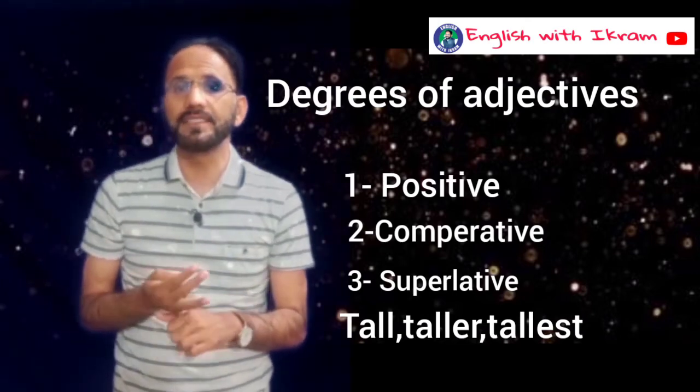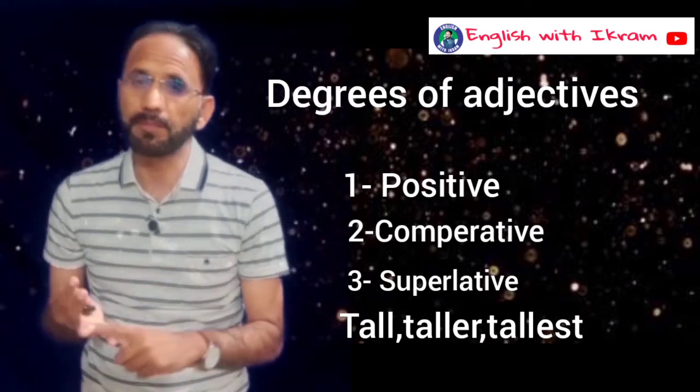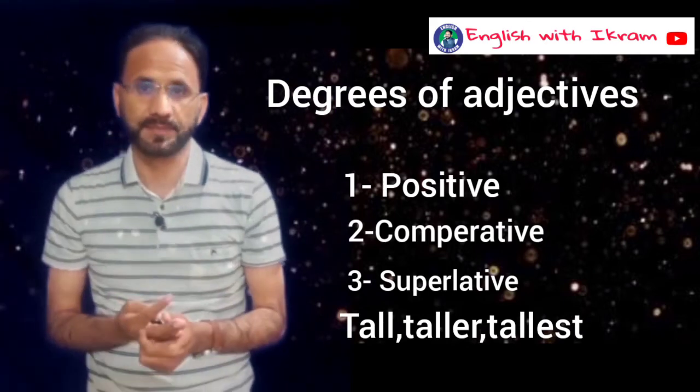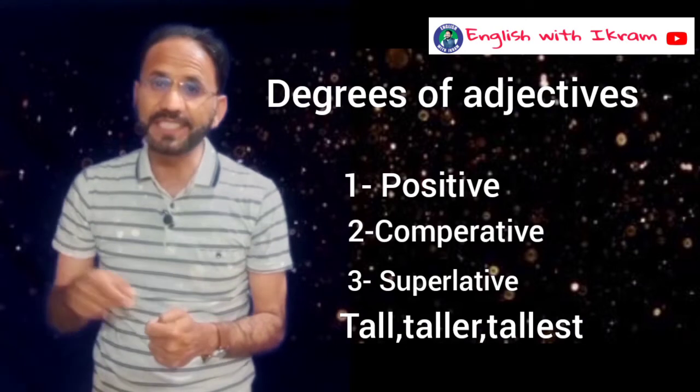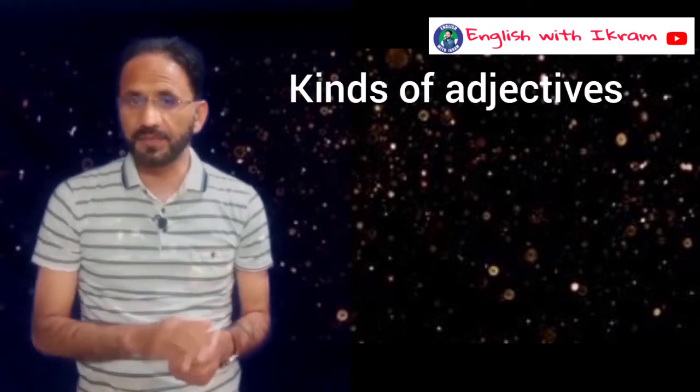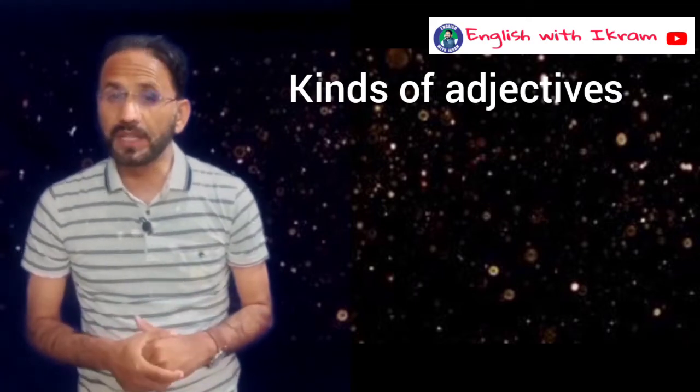Then the third degree is superlative degree, when we compare one thing with many others. He is the tallest student of the class. She is the most intelligent student of the class. Now I will discuss the kinds of adjective, then adjectives will be more clear to you.